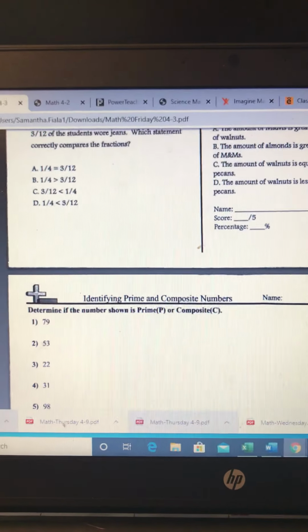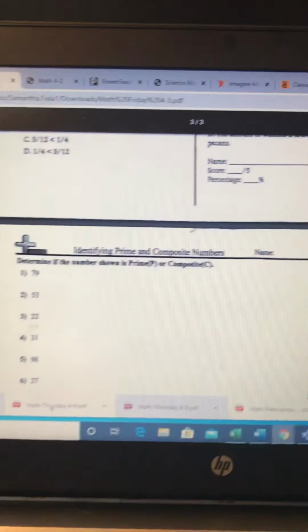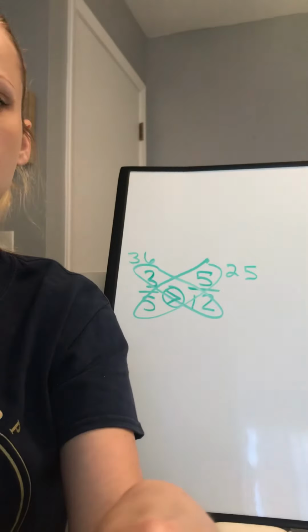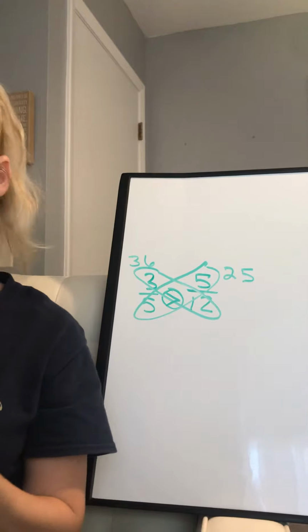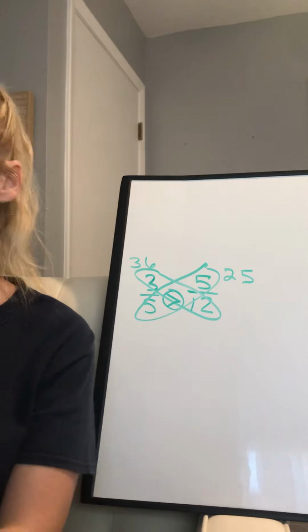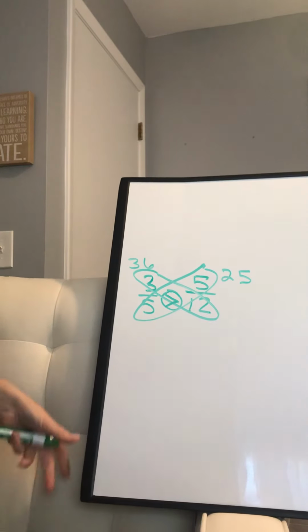All right, today's lesson is on prime and composite numbers. So I'm going to go ahead and turn this around so you can see my board. This should again be review. Okay, so a prime number, let's start with that. A prime number is a number that has exactly 2 factors.